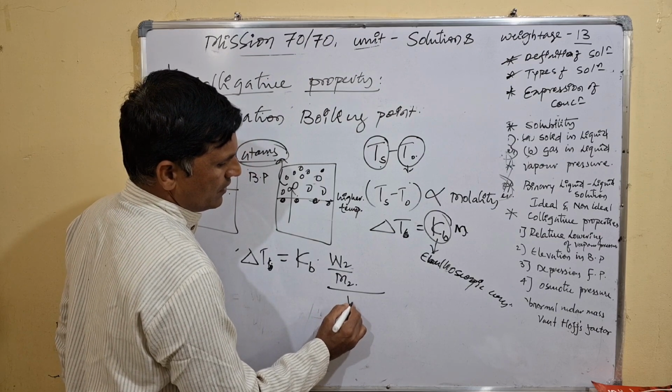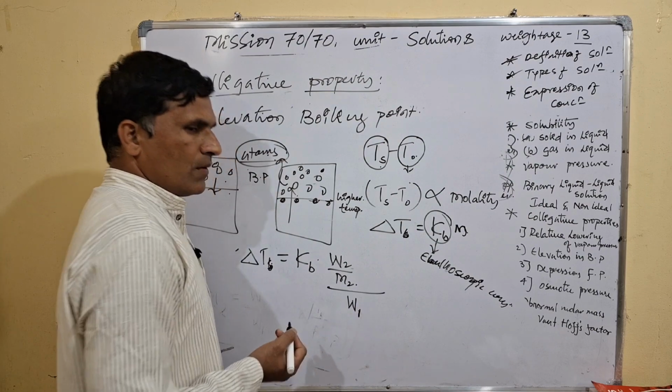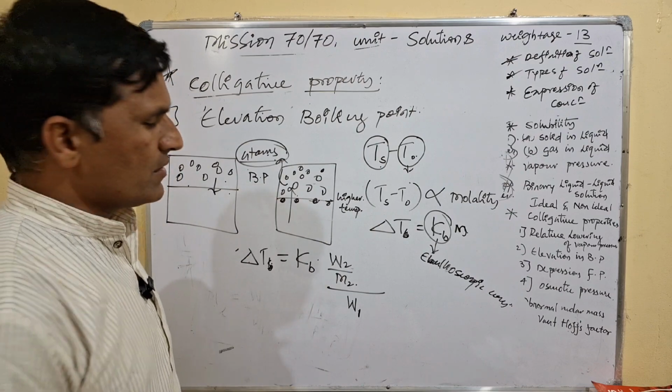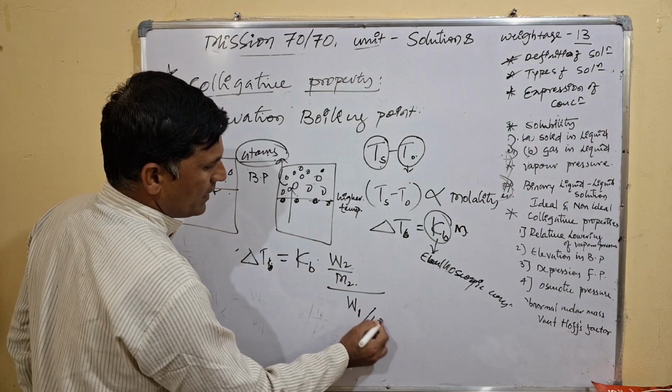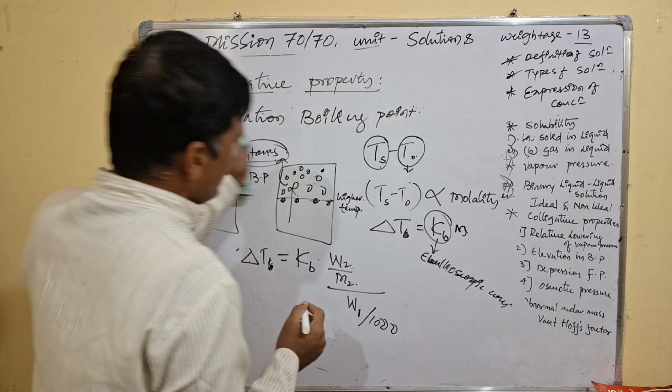If the solvent is given in terms of kilograms, then directly we can use W1. Or if it is given in terms of grams, then what you have to do is divide that by 1000. Both the formulas I will write.